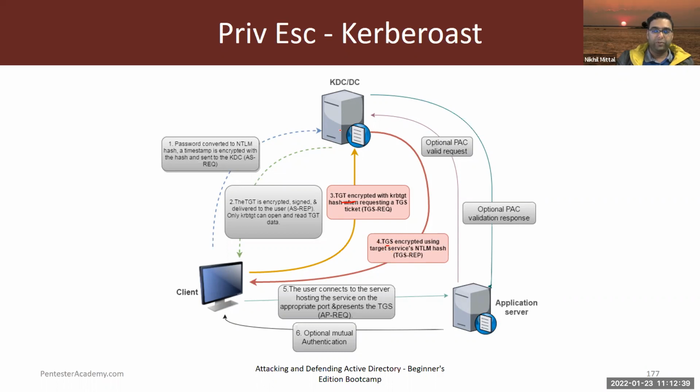So in step 4, the KDC, after validating the TGT, responds with a TGS that is encrypted using the target service's NTLM hash. Please keep in mind, I say NTLM hash; this could also be AES, but I use the word NTLM hash to keep it simple. Now in step 5, the client or the user's machine presents the TGS to the target service for access. However, in Kerberoasting, in place of sending that ticket to the target server, we save it to the disk and brute force it offline.